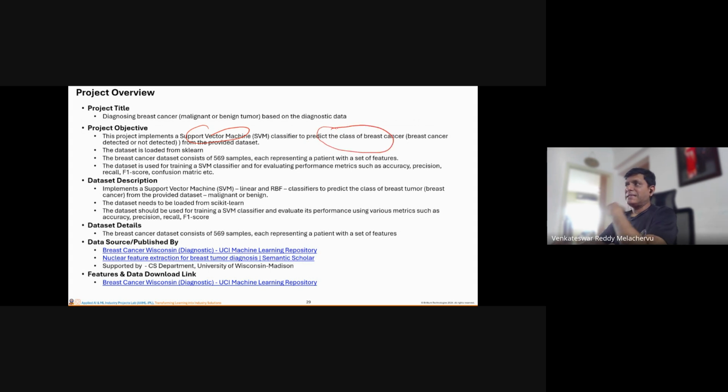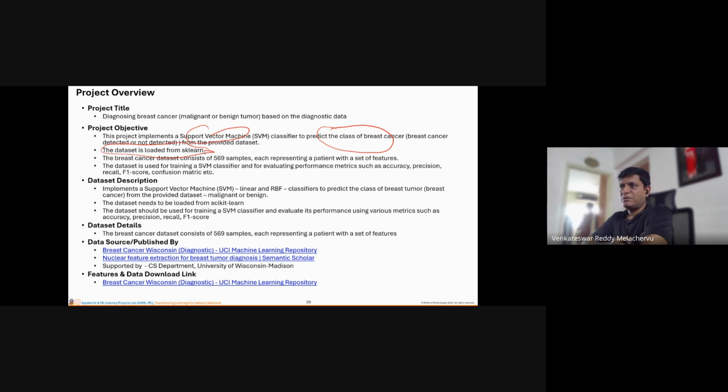whether it has a malignant tumor or a benign tumor, or whether it's cancer causing, or whether the person has breast cancer or does not have it. We're talking about only breast cancer. This is not common for all cancers. Data has to be loaded. It's part of scikit, like I said, it's a standard set.